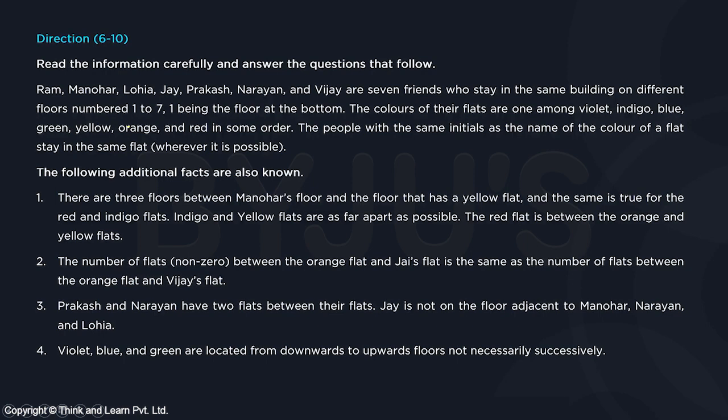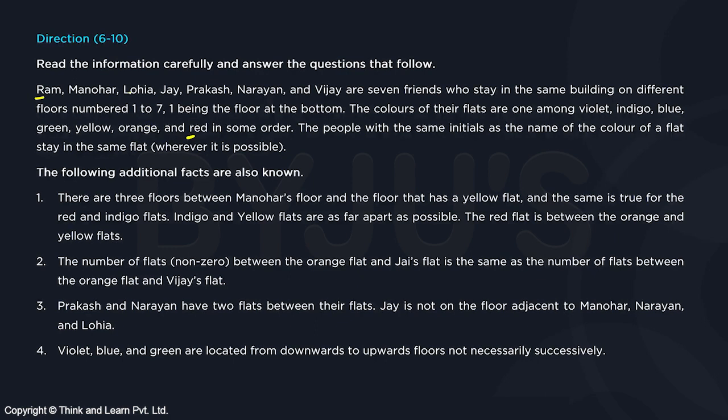The colors of the flats are 1 among violet, indigo, blue, green, yellow, orange and red in some order. These are also 7 colors. The people with the same initials as the name of the color of a flat stay in the same flat wherever it is possible. So the initials are going to be same. So if we look at Ram, his initial starts with R, then we have the color R, which is red. So Ram stays in red colored flat.